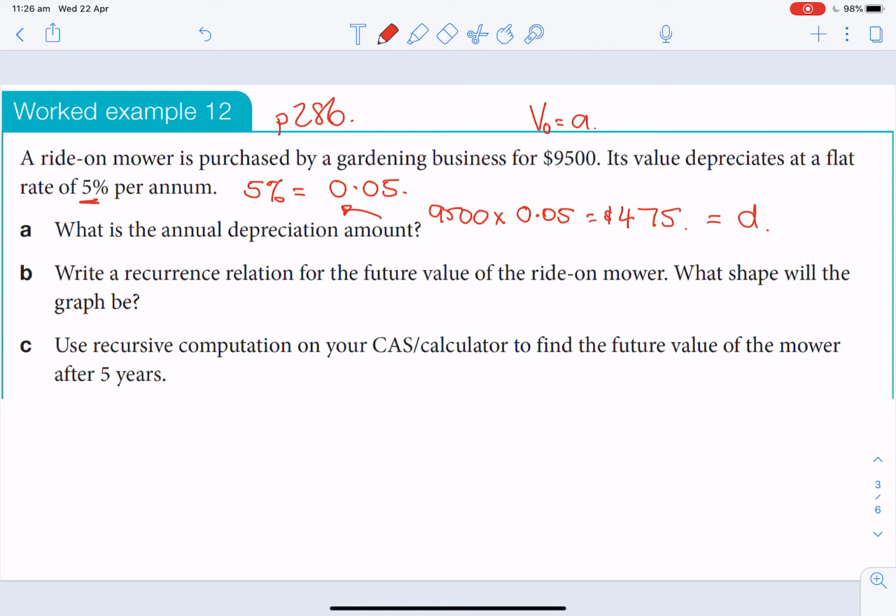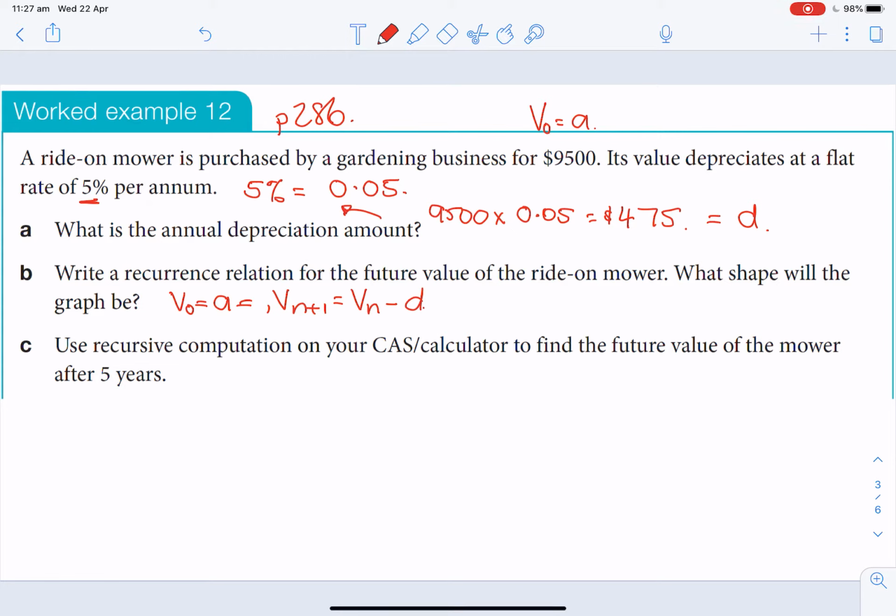Write a recurrence relation for the future value of the ride-on mower. What shape will the graph be? Now we're talking arithmetic, so we know it's going to be a straight line. And we know that it loses value, so we know our D is negative. Recurrence relation: V of 0 equals A, V of n plus 1 equals V of n take D.